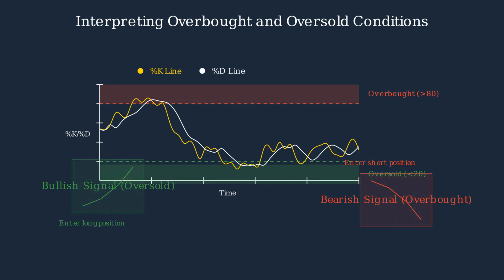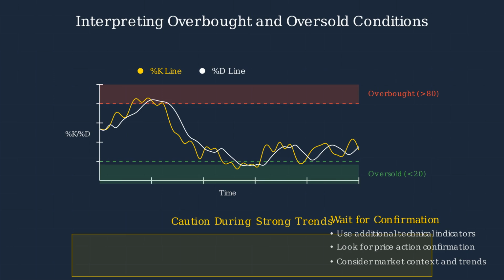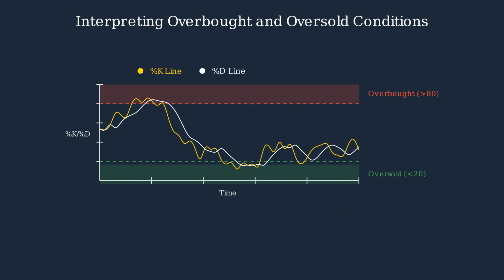However, during strong market trends, securities can remain in overbought or oversold territory for extended periods. This is why successful traders seek confirmation before making decisions. Using additional indicators, price action signals, and understanding the broader market context can improve accuracy. By properly interpreting overbought and oversold conditions while being mindful of their limitations, traders can better identify potential entry and exit points.